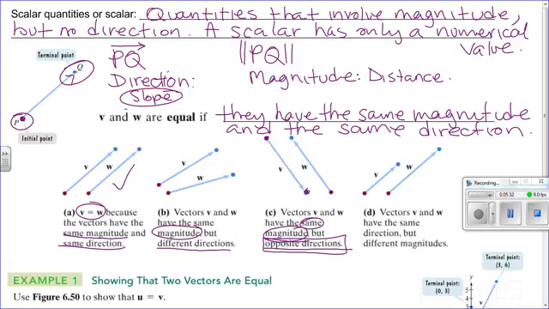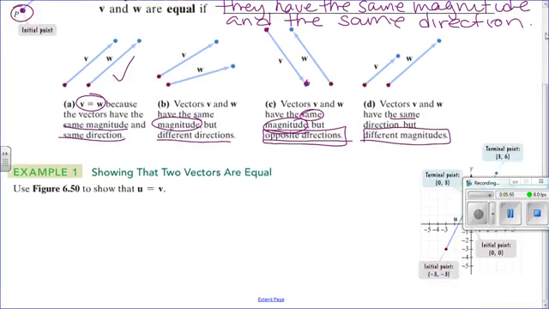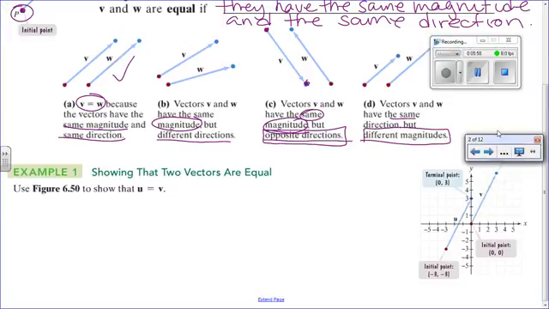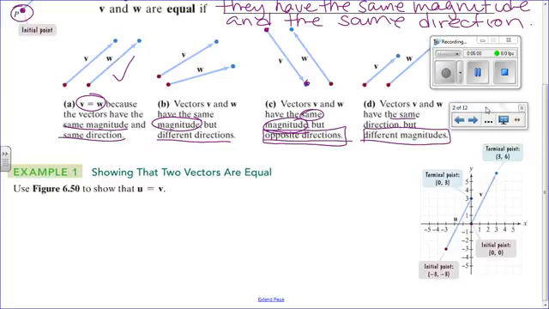And then the third one, you can see clearly that one is shorter than the other one, so that will be different magnitudes. Although they might have the same direction, they have different magnitudes. Okay, so we're going to compare the two vectors that are next, right here, and see if they have the same magnitude and direction. Do you guys want to try it on your own? Because I think this is too easy for you.